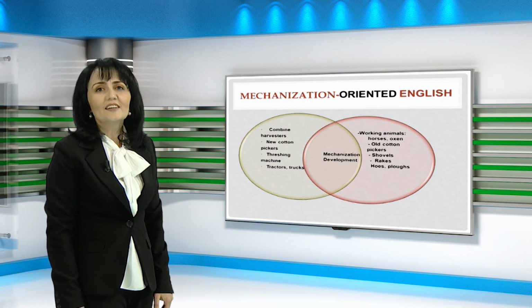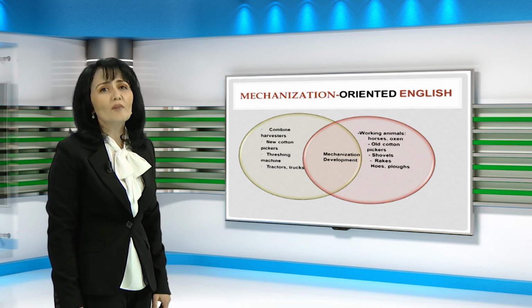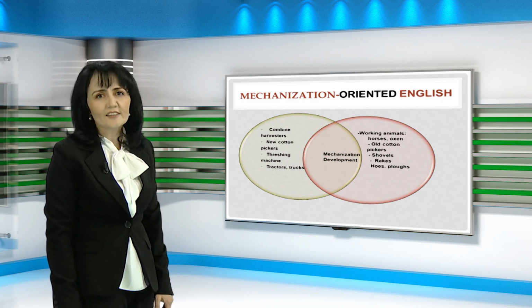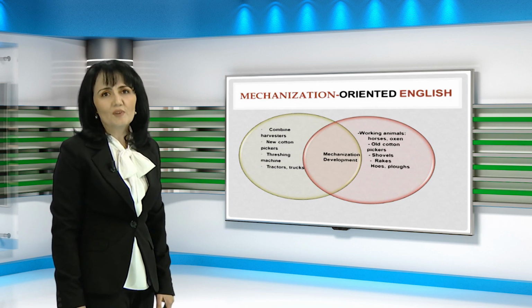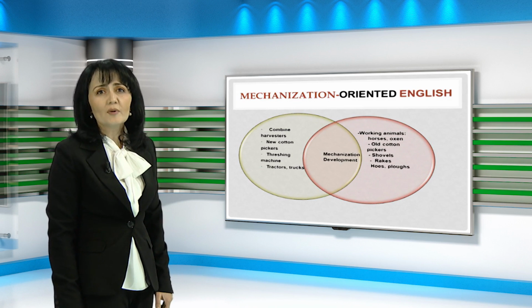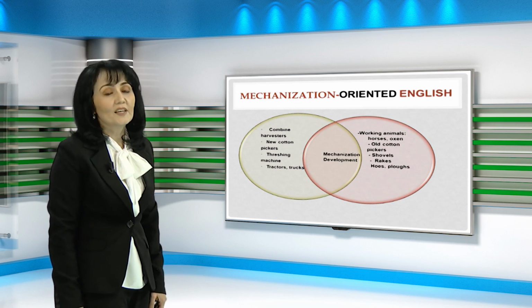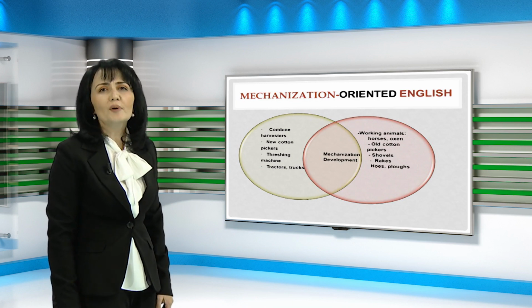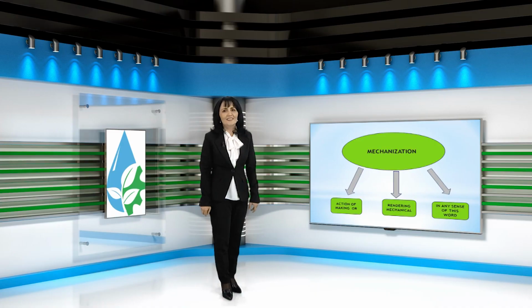While analyzing the mechanization-oriented English, it's essential to acknowledge that mechanization development can be divided into two stages, such as traditional mechanization development and modern mechanization development. This Venn diagram illustrates the difference in using tools in the past and present. In the past 50 years, there has been a considerable development in the mechanization sphere. Now, dears, I think it's high time to move to the real world of mechanization.